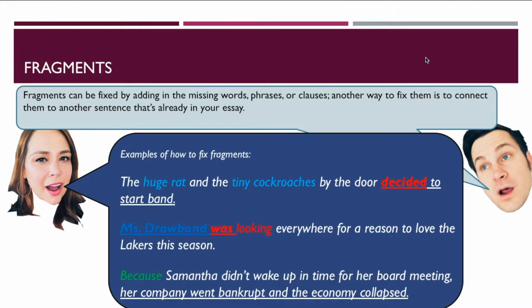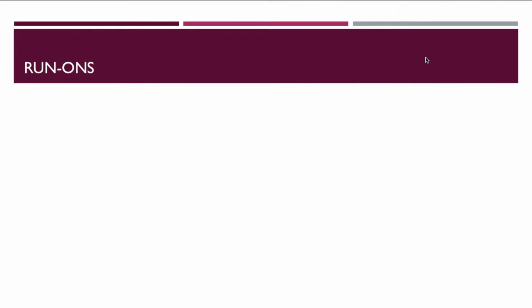Miss Drawbond was looking everywhere for a reason to love the Lakers this season. And she never found it. But at least now we know who was looking. Because Samantha didn't wake up in time for her board meeting, her company went bankrupt and the economy collapsed. Now we know what happened because she didn't wake up in time.